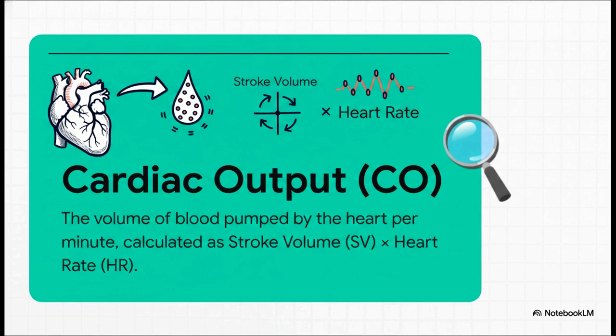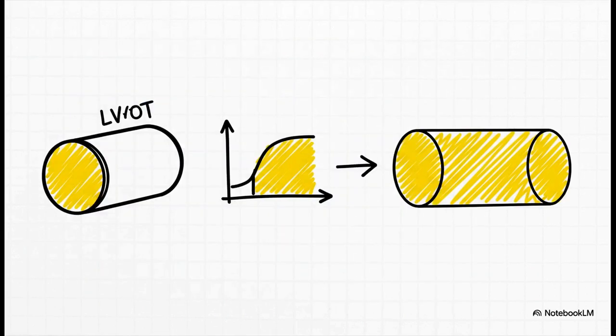We all know the formula. Cardiac output is just the stroke volume, how much blood gets pumped with each beat, times the heart rate. And with TEE, we can calculate that stroke volume accurately for every single beat. So how do we get that stroke volume number?